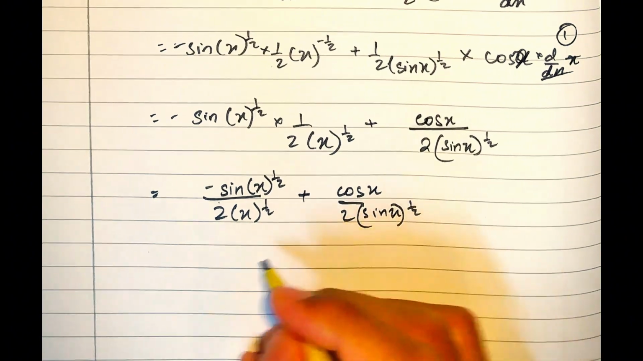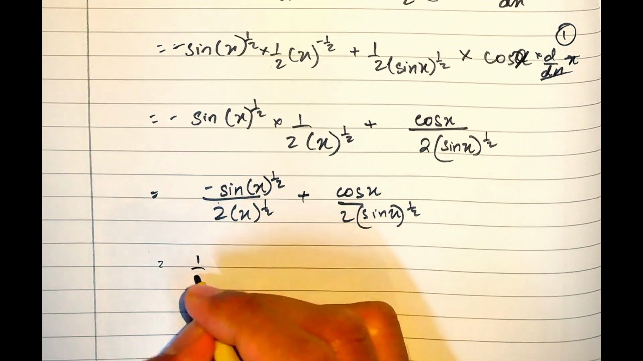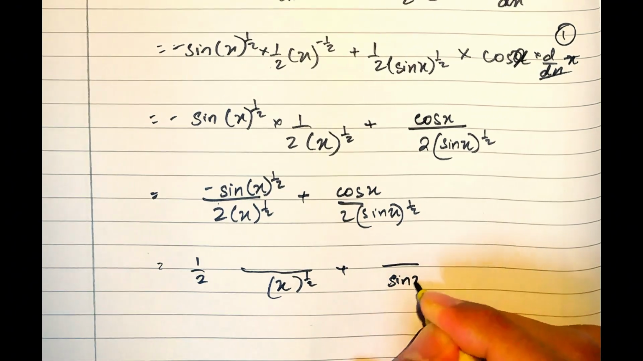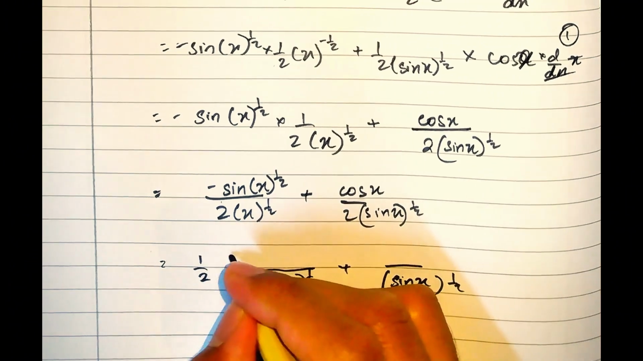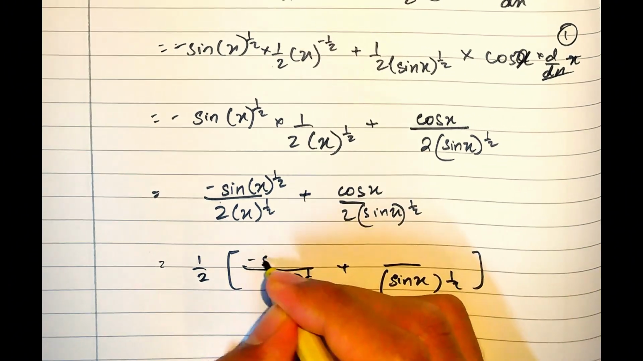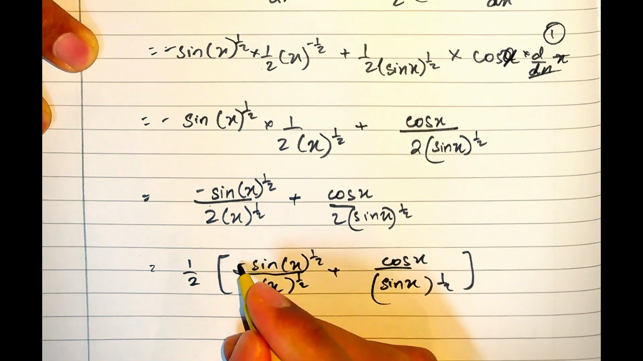We can see that the 2 and the 2 are common, so they can be taken out as common. We can write it as 1 divided by 2 x power 1 by 2, plus sine x power 1 by 2. We have just taken out 1 divided by 2 common. Those won't be included over here. So we are left with minus sine x power 1 by 2 plus cos x. Okay, this is actually the negative term.